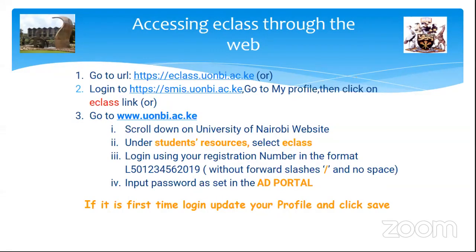So, accessing eClass through the web, you can access eClass via 3 means. One, you can go direct to eClass by typing in the URL, that is https://eclass.unbi.ac.ke, or you can log in to the SMIS portal and you will find under your My Profile, you will click on the eClass link. It will again take you to eClass.